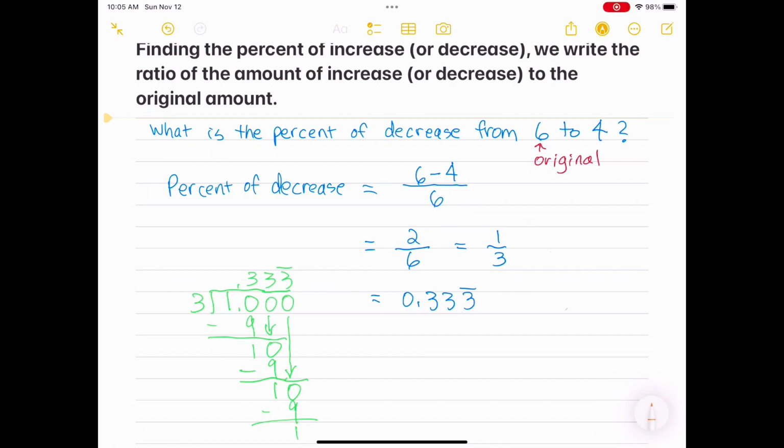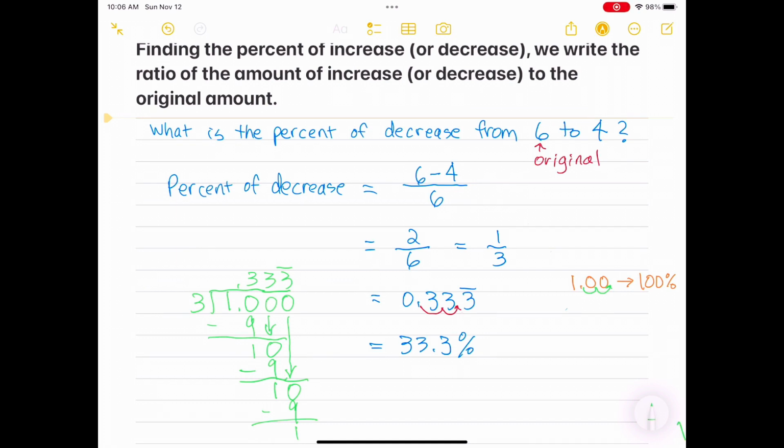And I go back to my reference, 1 equals 100%, to remind myself that to convert a decimal to a percent, I move that decimal point 2 places to the right and add a percent sign. Now I go to 0.33 and move that decimal point 2 places to the right, and I round off to 0.3 and add a percent sign. So 33.3% is the approximate decrease.